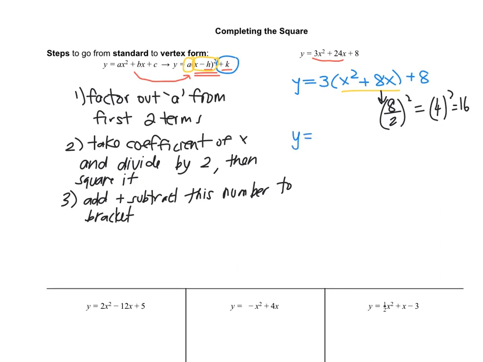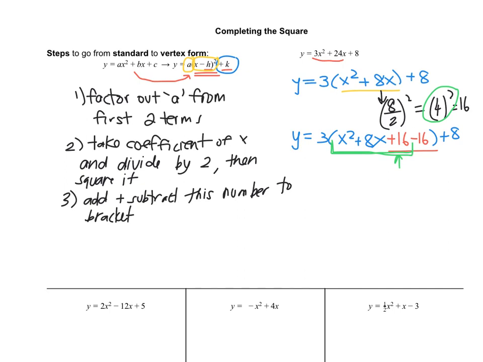So I'm going to write y equals 3 bracket x squared plus 8x. Now I'm going to add the 16 and subtract the 16, and then the plus 8 outside. I need to add and subtract because technically 16 minus 16 is 0. I haven't actually changed anything, but if you look at this trinomial at the front, you will notice x squared is square rootable and 16 is square rootable. And this number 16 will always be square rootable because we made it square rootable when we squared our number in the previous step.